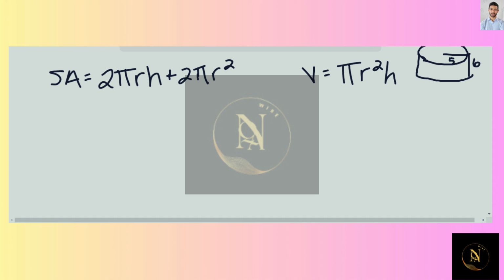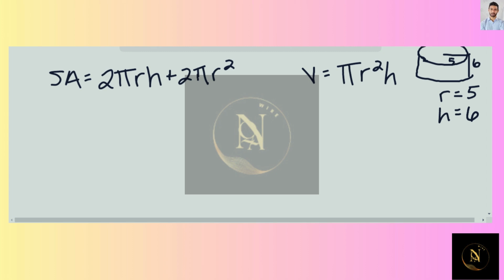Question, we need to find the surface area and the volume of our cylinder. And it tells us that we're going to use 3.14 for pi, so we're not going to use the pi button on our calculators. This is the diagram that you're given. So we're given that the radius, so half of our diameter, is 5, and then we're given that the height of our cylinder is 6.